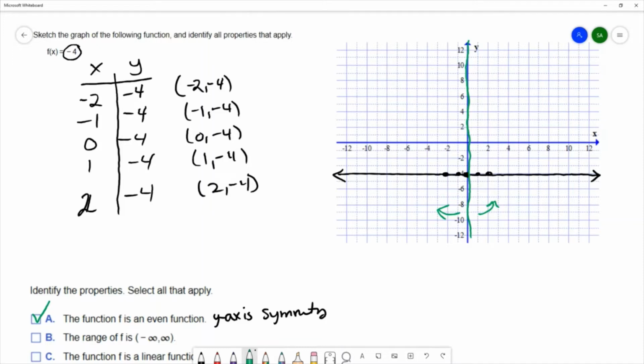The next property says the range of f is negative infinity to infinity. The range is the y values, and you can see that the only y value that we have is negative 4. So the range consists of a single point, and that's negative 4. And so our range is not negative infinity to infinity.